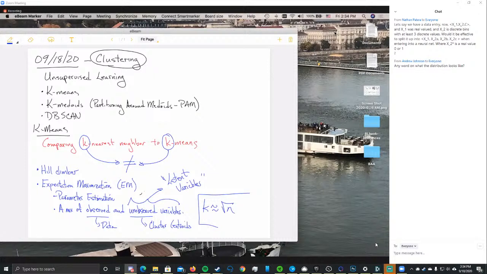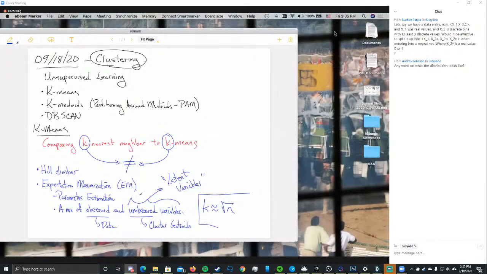All right. At this point, I think I'm done with K-means. Let me see if there are any questions. Okay. New page.